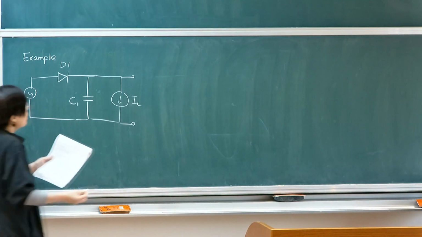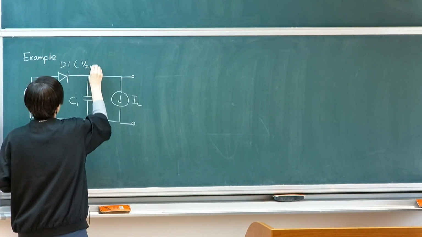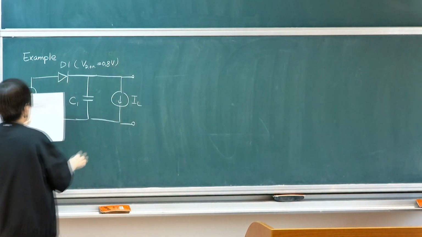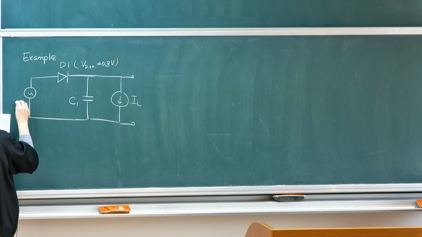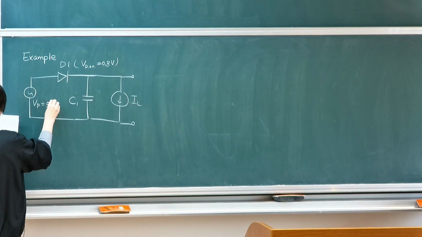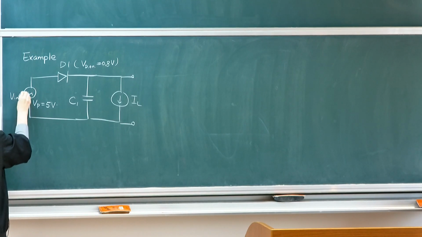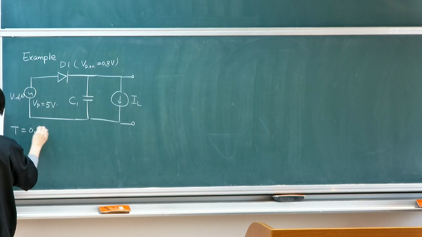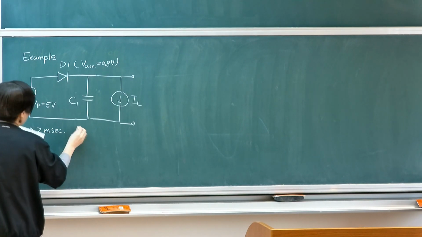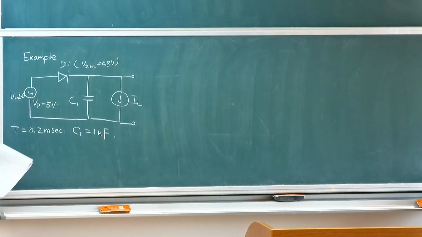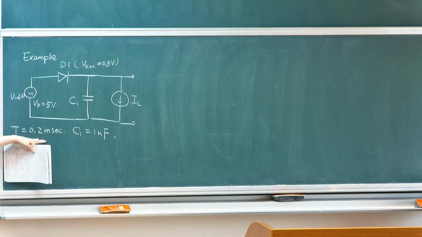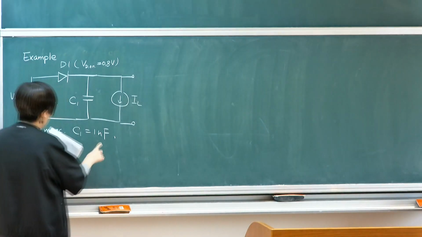So this is your VD on equal to 0.8 volt. I'm giving you the input as VP equals 5 volt, V in, and a cycle of 0.2 millisecond. I'm having C1 equal to 1 nanofarad. It's not a very big tank because the frequency is fairly high. The lower the frequency, meaning the supply is not coming that often, the larger the tank you need. In rectifying mode, these are high frequency signals, therefore I don't need too much.